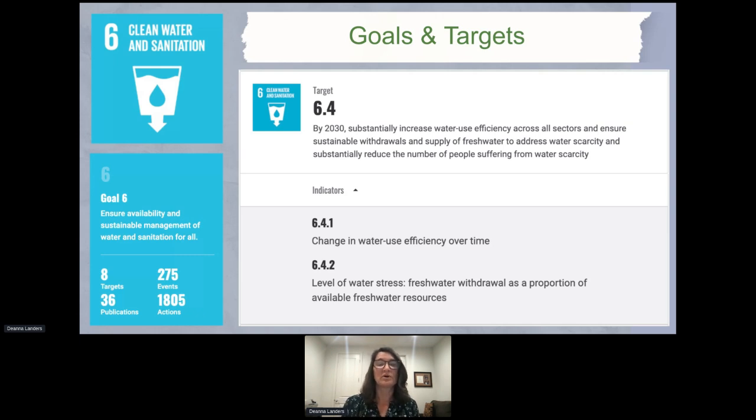So when you look below at the indicators, that is really how to measure these things. It's not very specific when you see it, though. Change in water use efficiency over time. Change could mean either direction.